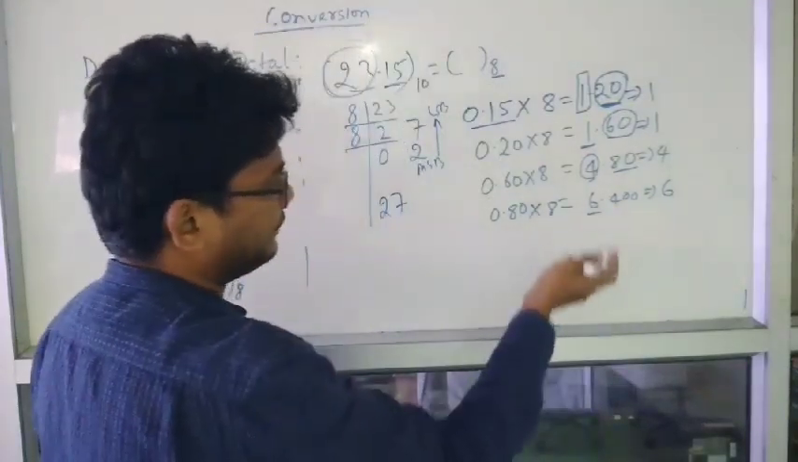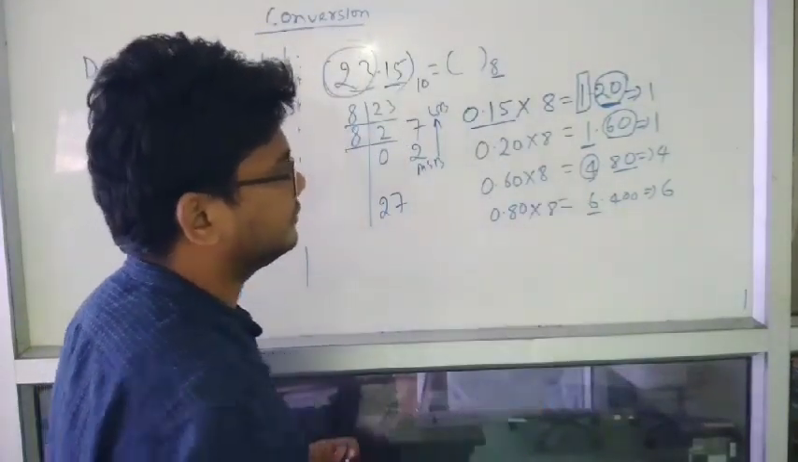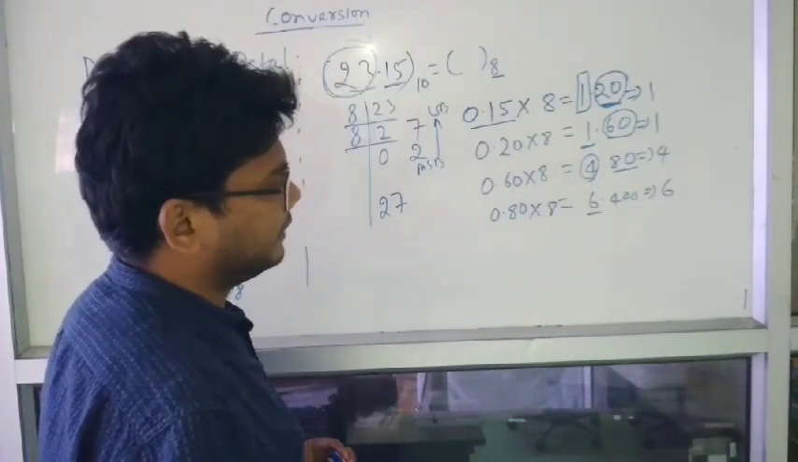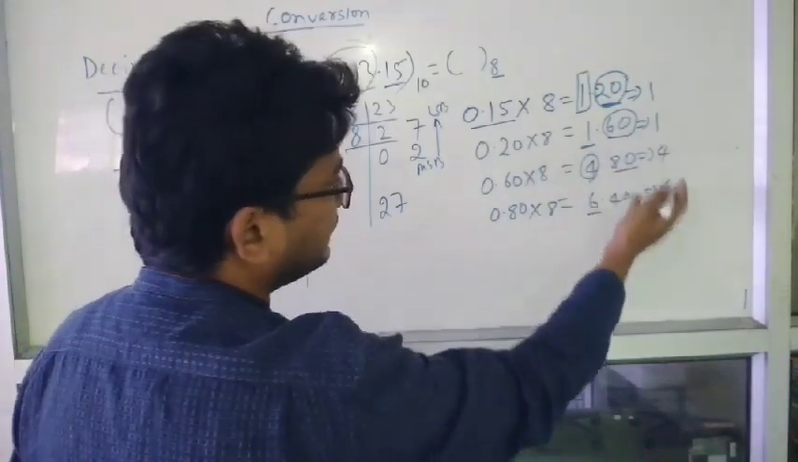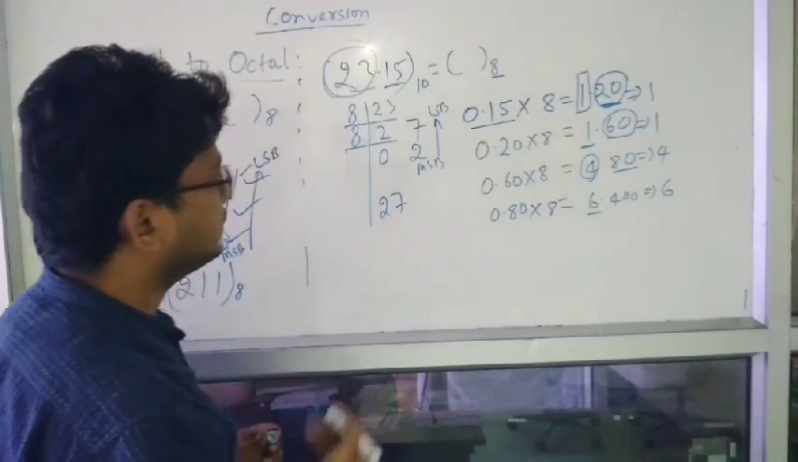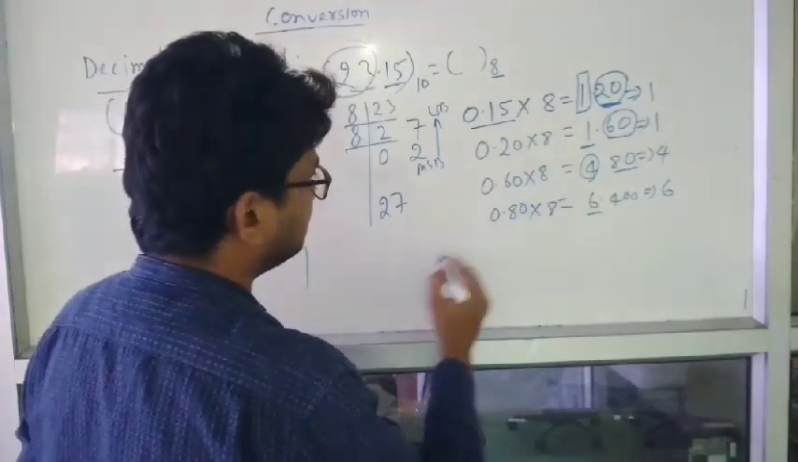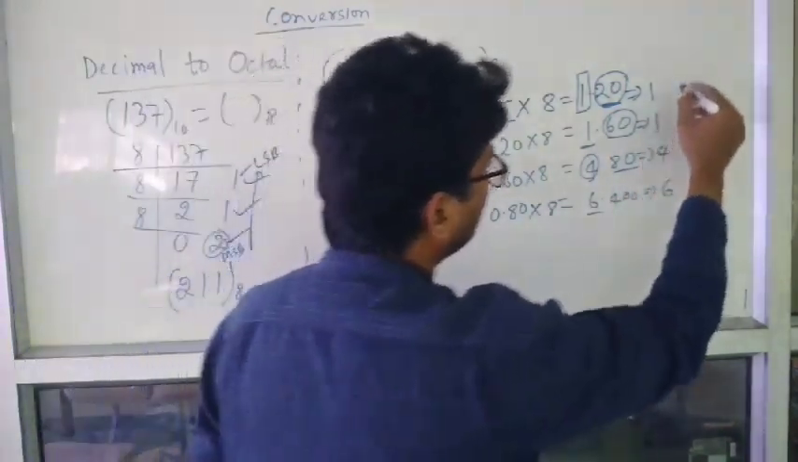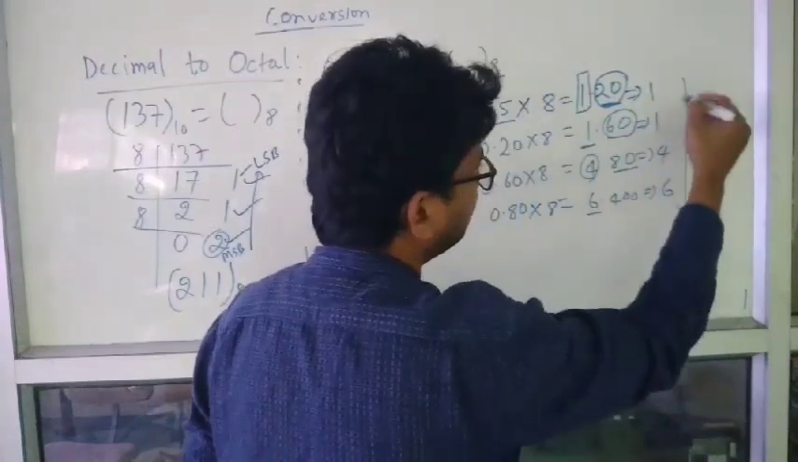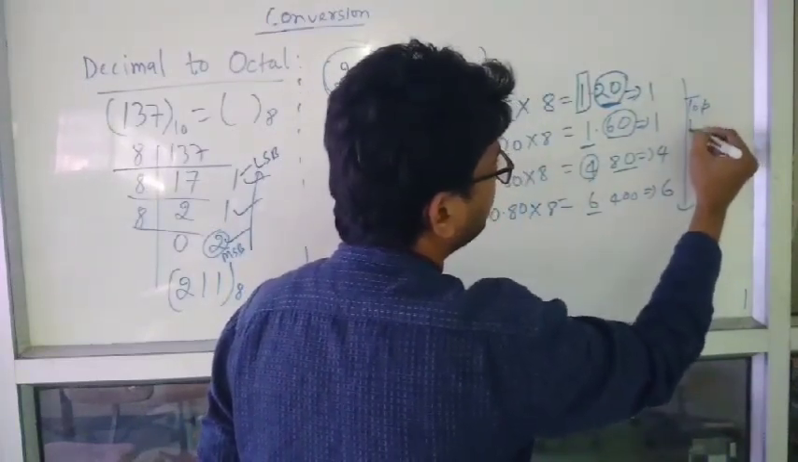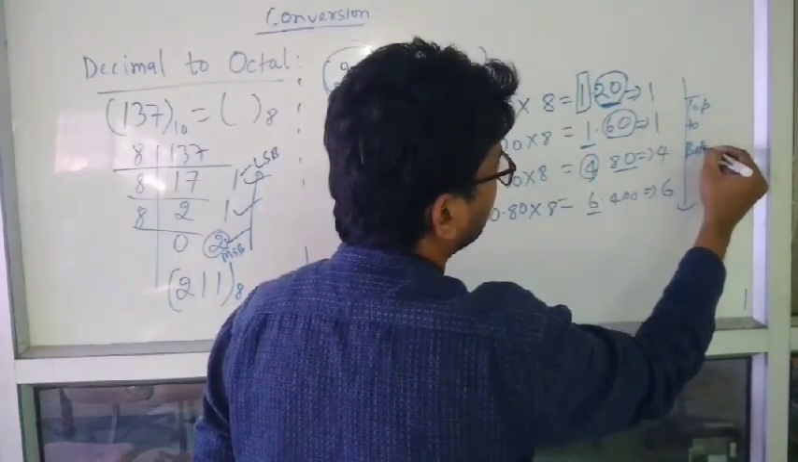After this we will do the same procedure, but now we have got 4 digits, that is enough for us. Now we can write the answer. Here we write the data from top to bottom. In the fraction part we will also write the data from top to bottom.